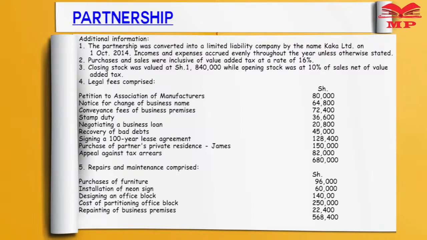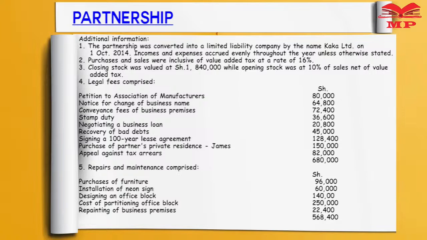Additional information number one, the partnership was converted into a limited liability company by the name Kaka Limited on 1st October 2014. Incomes and expenses accrued evenly through the year unless otherwise stated. Number two, purchases and sales were inclusive of VAT at the rate of 16%. Closing stock was valued at 1,840,000, while opening stock was at 10,000 of the sales, net of value added tax.